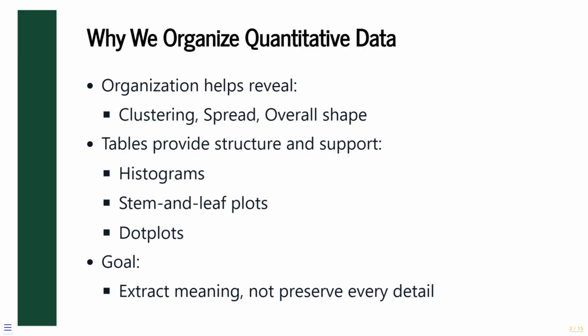Well-constructed tables help reveal key features of a distribution. They show where values tend to cluster, how widely the data are spread, and how observations accumulate across the range of possible values. By organizing quantitative data before visualizing it, we gain insight into its overall shape and structure that raw numbers alone rarely provide.